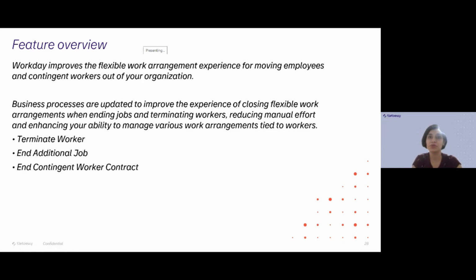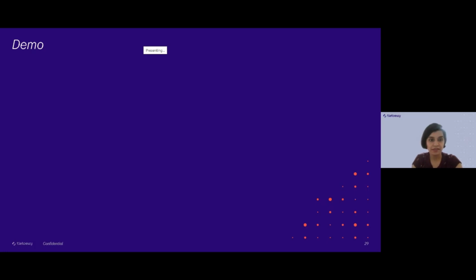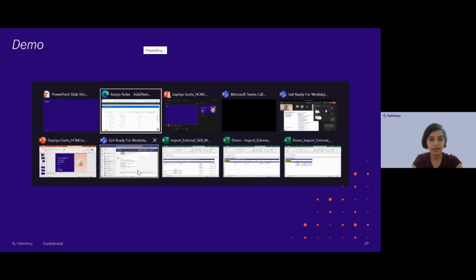So they do not have to go to the end flexi arrangement task and do it as a separate process if they are terminating someone, or if they are ending any additional jobs or ending a contingent worker contract. Any flexible working arrangements that are set up for an employee will end automatically. And let's see how that happens.